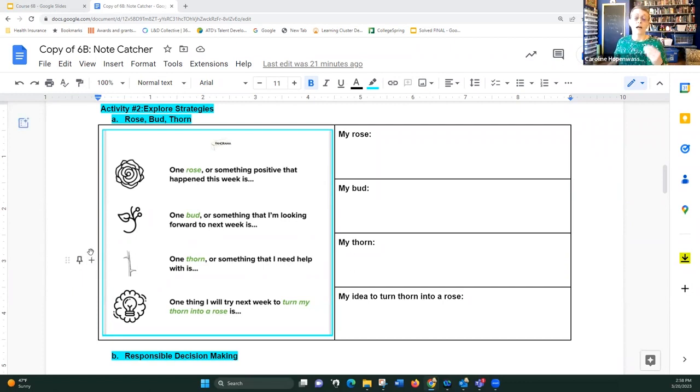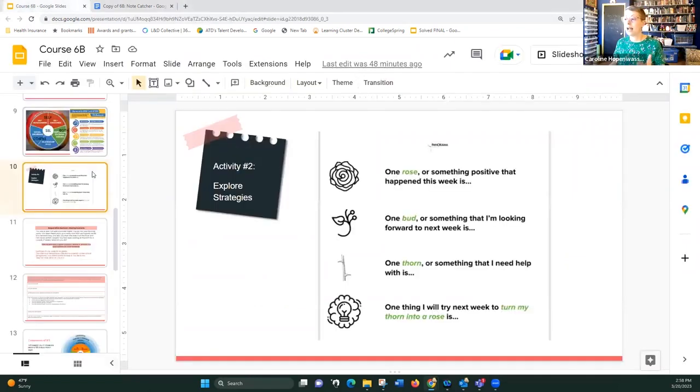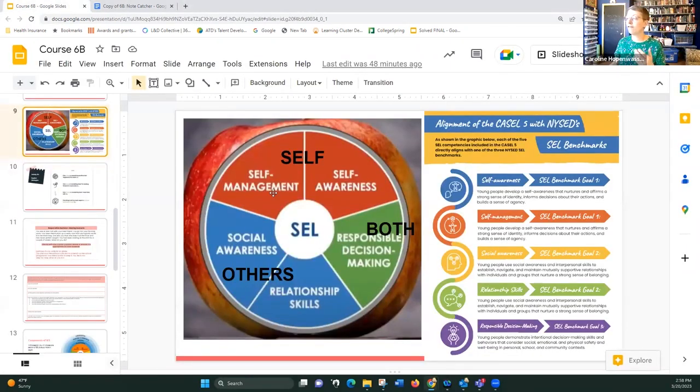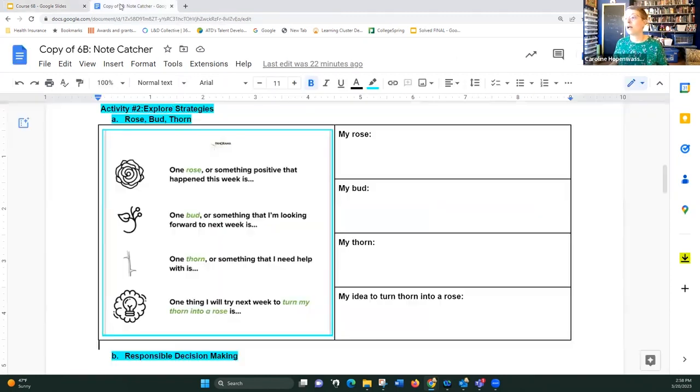So this is one way we can start managing and learning and exploring the self part of our Castle 5. So I want you throughout this presentation to think about the grade levels and students you're working with and how you might modify this to do with them. So how could this idea of rosebud and thorn be used with pre-K people? How can it be used with high school people?